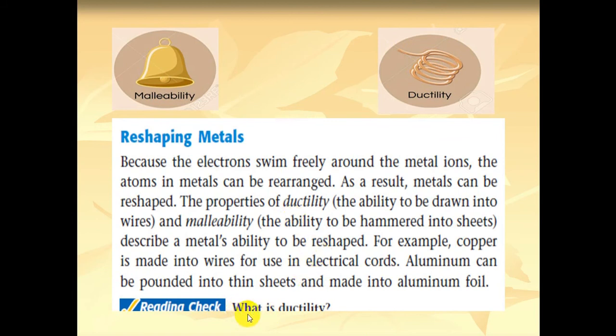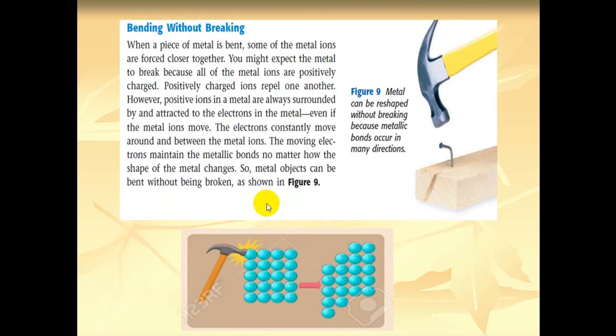So the question here, what is ductility? Ductility is the ability to be drawn into wires. Also, we have another property of metals because of metallic bond, like bending. Metal can be reshaped without breaking because the metallic bond occurs in many directions.